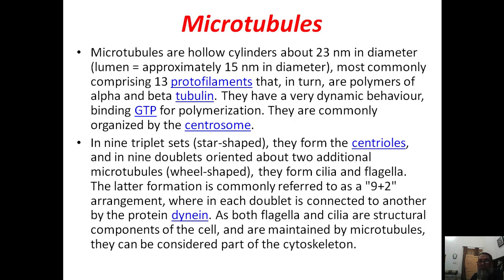The latter formation is commonly referred to as 9 plus 2 arrangement, wherein each duplet is connected to another by protein dynein. So always remember the tubulin A and tubulin B are interconnected with the dynein arm, as the flagella and cilia, structural components of a cell, are maintained by the microtubule. They can be considered part of cytoskeleton. So always remember, dear student, that both flagella and cilia are structural components of microtubule and microfilament.